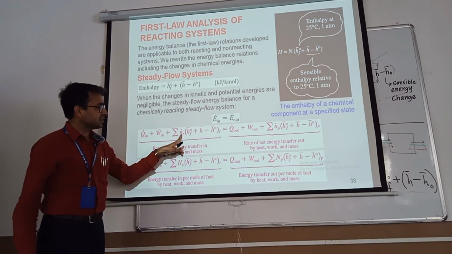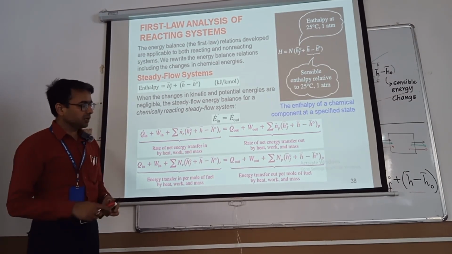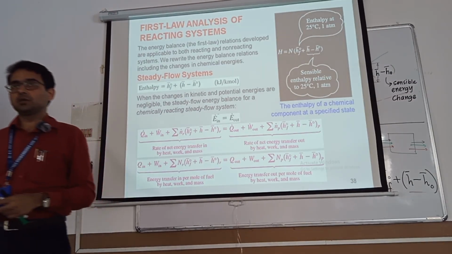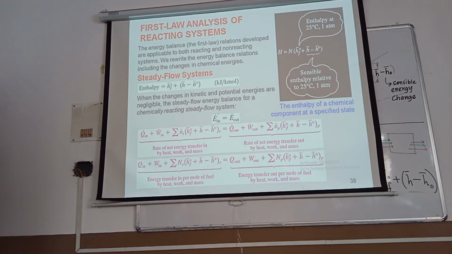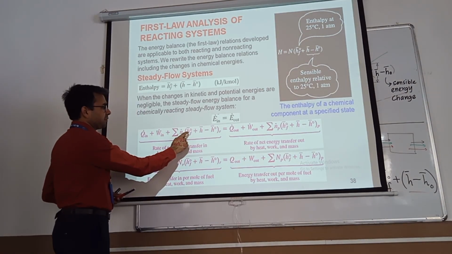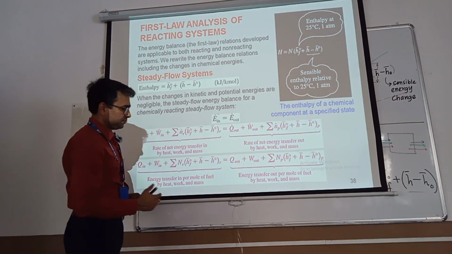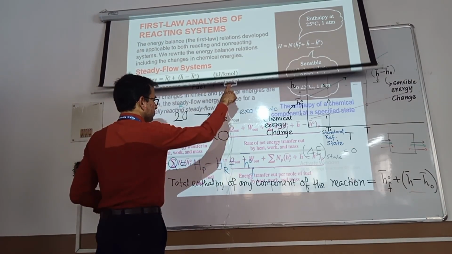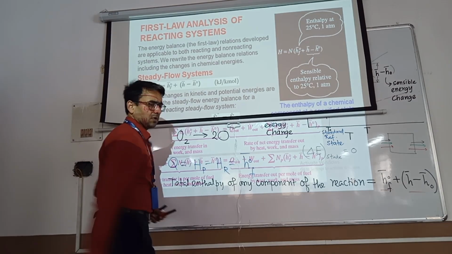Okay. Now what is this N dot? What is the meaning of that? N dot means basically the mole flow rate, the flow rate of moles. Okay. And what is the unit? You can just match. What is the unit of HF? Can you recall?